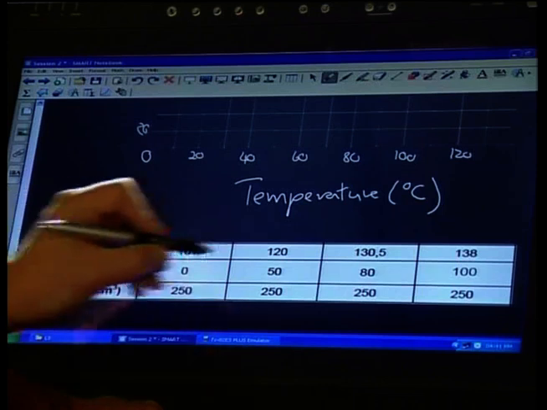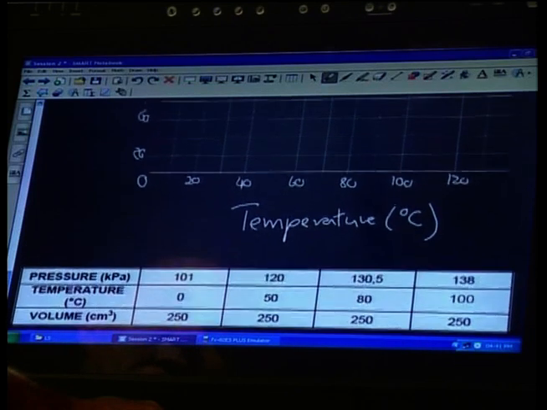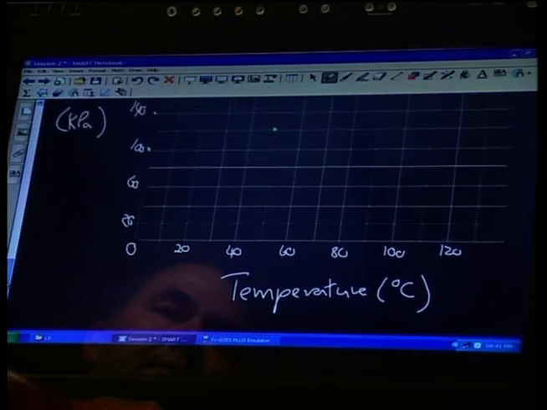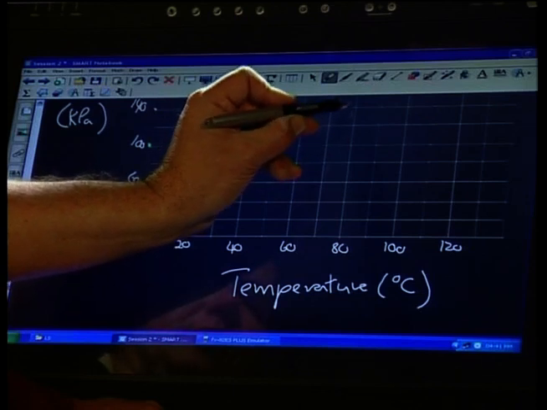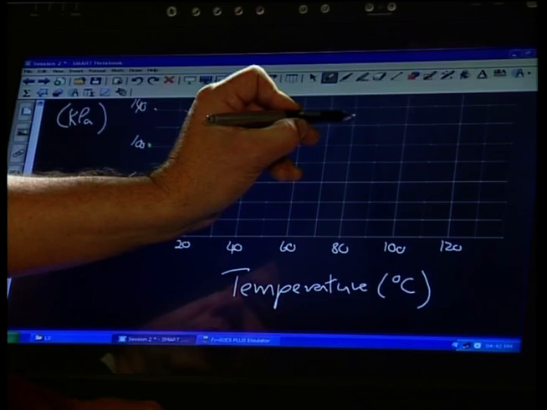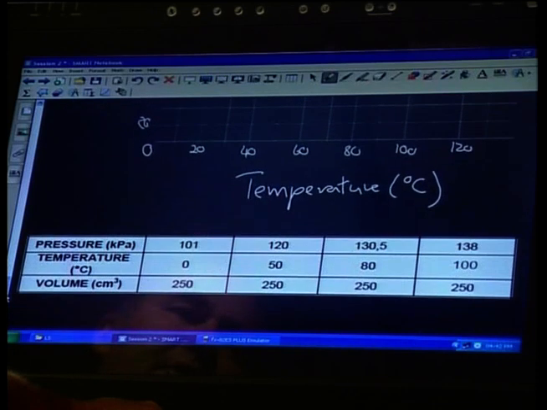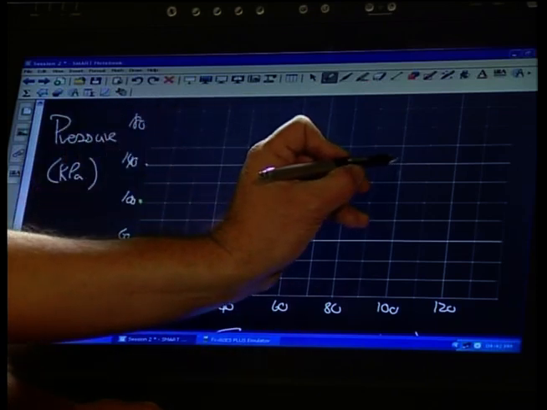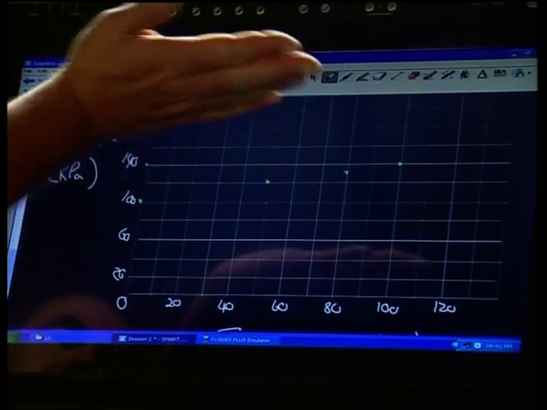Next, 80 and 130,5. We might not be able to get as accurate as 130,5, but we'll have to estimate, because we know that 130 is halfway between that point and that point. So it's in the middle there. We're going to estimate it at that point there. Now, the next point is 100 degrees Celsius over there, and 138. Well, 138 is very close to 140. The 140 line is over there. So we're going to put it just below that line.